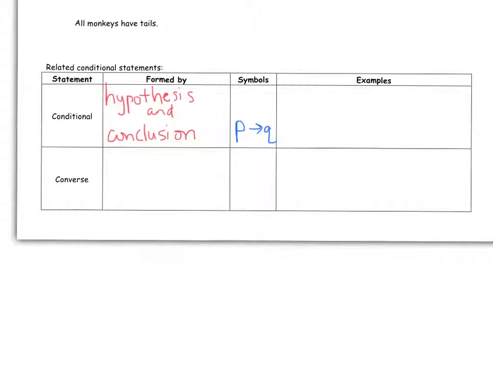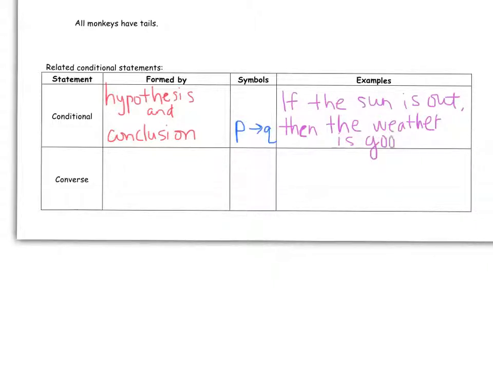So an example of a regular old conditional statement, similar to what you did last time. Let's say if the sun is out, then the weather is good. Whether or not that's true is probably debatable, but that is a type of conditional statement because we have the hypothesis and then a conclusion based on that hypothesis. The next type of conditional statement that we need to talk about is what we call the converse.